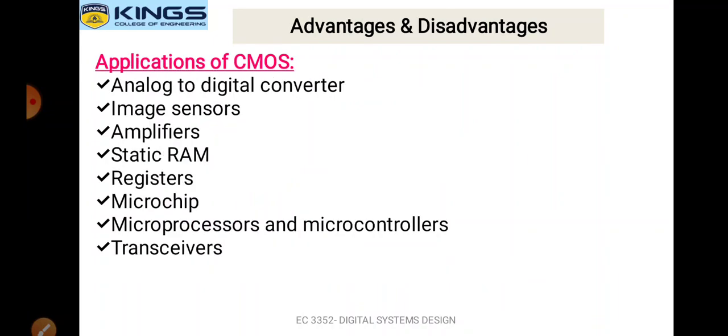The last one is applications. What are the applications of CMOS? It is used in analog to digital converters, image sensors, amplifiers, static RAM, registers, microchips, microprocessors and microcontrollers, and also in transceivers. It is used in many applications. So this is what we have covered about CMOS.